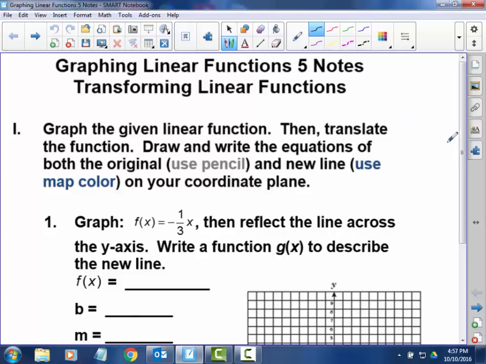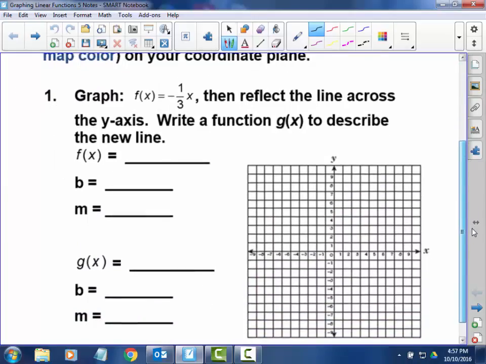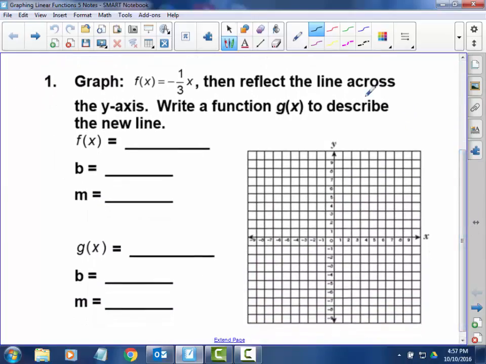Okay, so we're going to graph this first line, f of x equals negative 1/3 x, and then we're going to reflect the line across the y-axis, and then we're going to write the function. Okay, so starting off, we're just going to write down here f of x equals negative 1/3 x.